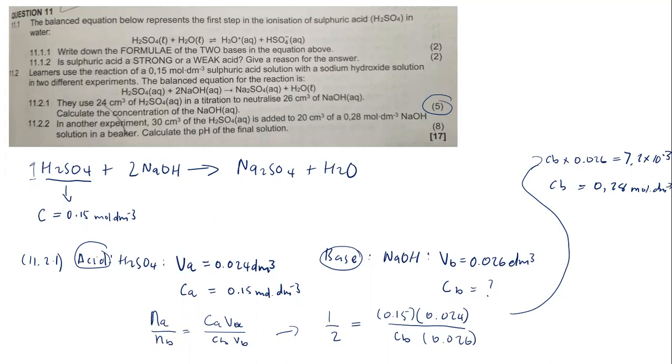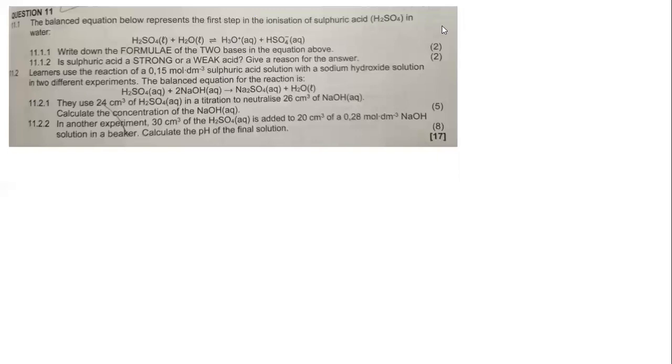So this will be the concentration of the sodium hydroxide. So that's what they did for experiment number 1. Okay, that's what they basically did. All right then, so let us move to experiment number 2, for 8 marks.